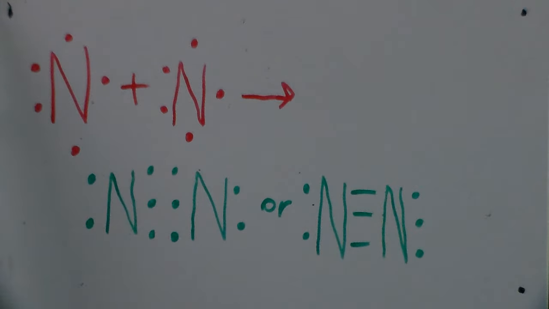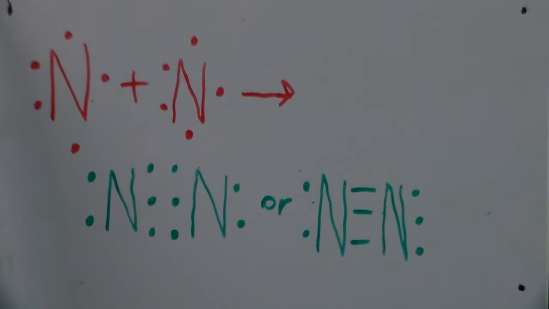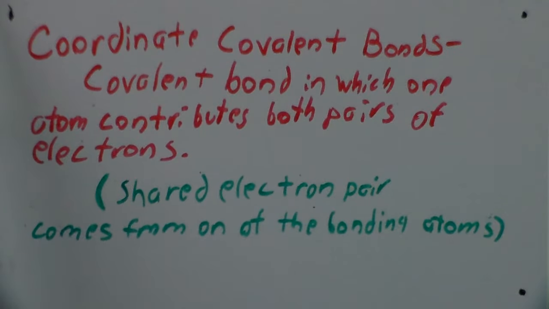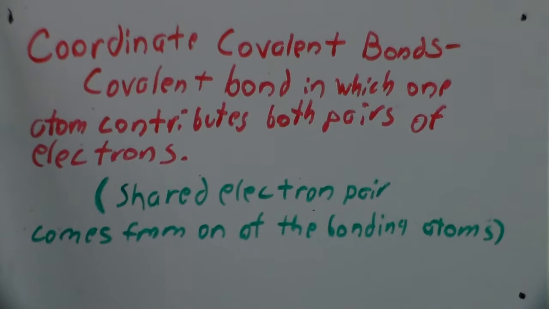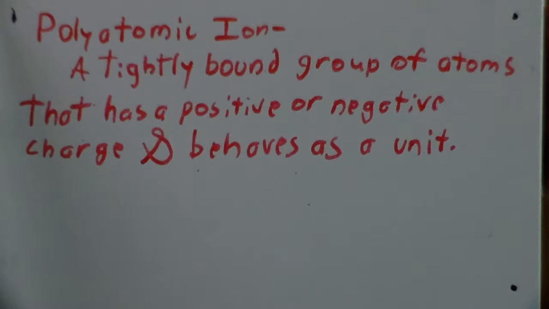Here we have two nitrogen atoms, and the same thing applies. We need to find the noble gas configuration, or how to make a noble gas configuration between these two atoms. We just move around some valence electrons, and then we get the equation that we need. Coordinate covalent bonds are covalent bonds in which one atom contributes both electrons. The shared electron pair comes from one of the bonding atoms.